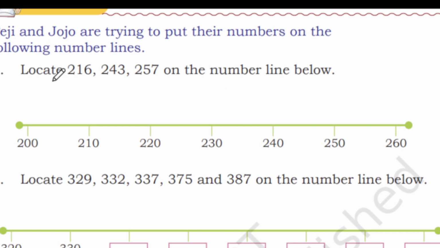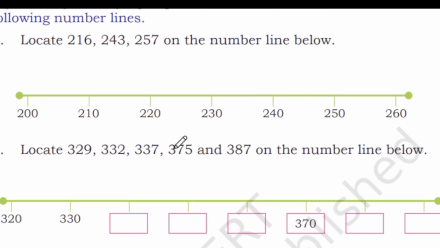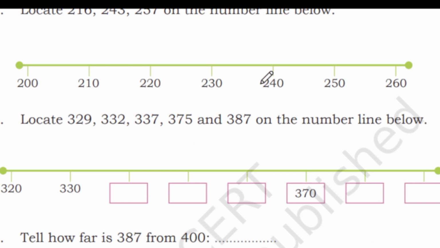So here there is a number line. Locate 216, 243, 257 on the number line. So here you have to locate the number. Here we are given the intervals, which are 10 intervals. So in each number space we have 10 numbers. So 200, 210, 220, 230, 240, 250 and 260.